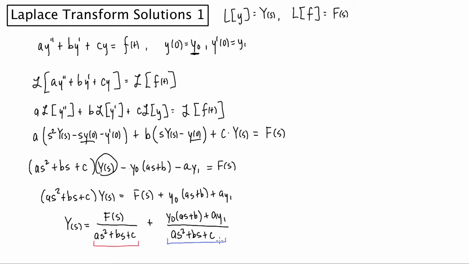Now I want to look at what each of those parts satisfies, but before I do that, I want to make a comment. If you look here in the denominator, as squared plus bs plus c, this is the characteristic polynomial. So if I look at the polynomial of this equation, evaluated at s, that is as squared plus bs plus c. So it's interesting to me that we're dividing by the characteristic polynomial to find both of these pieces. Okay, let's start with what I have in red here.